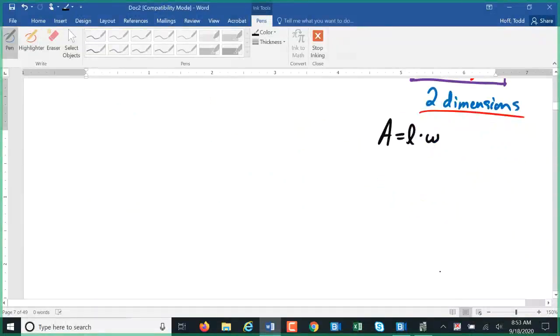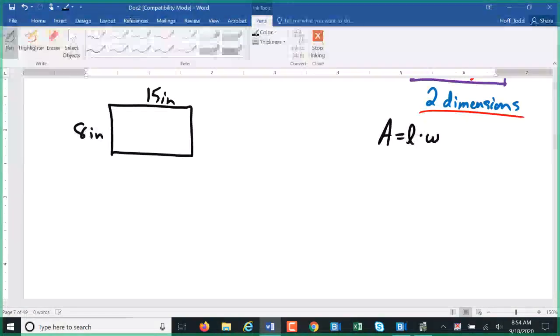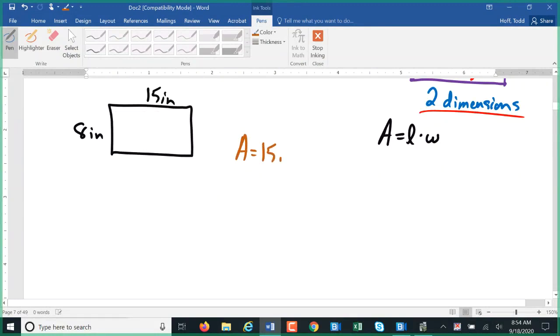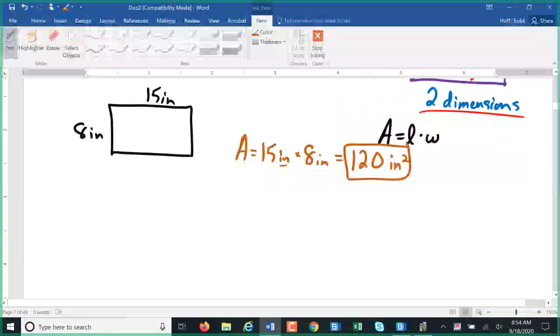Now the neat thing about that area, well, let's just do a rectangle here quick. Let's do an example. Let's say that this is 8 inches by 15 inches. That area will be a length of 15 inches times a width of 8 inches. 15 times 8 is 120. Inches times inches is inches squared. We know being an area, it has to be a unit squared.